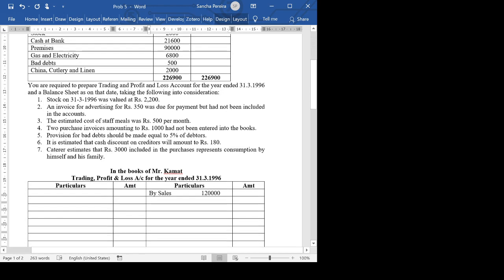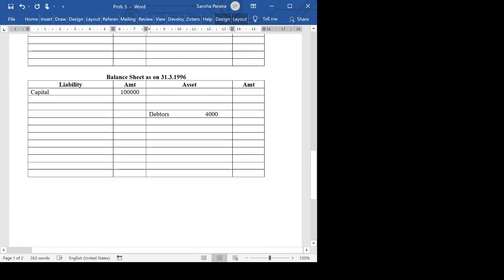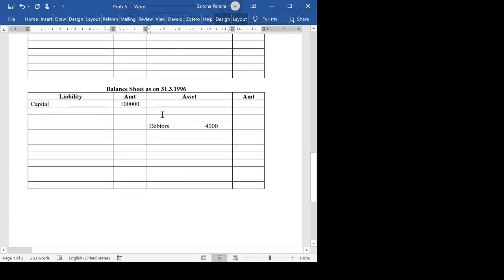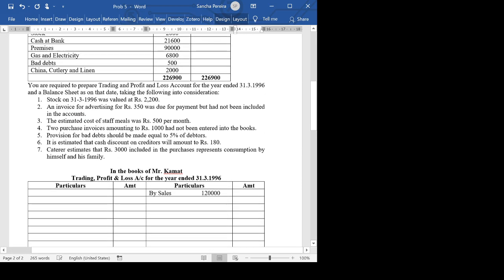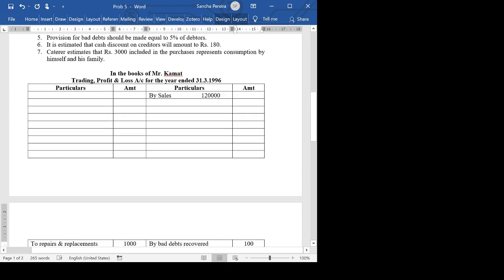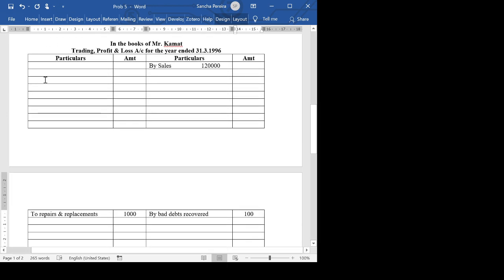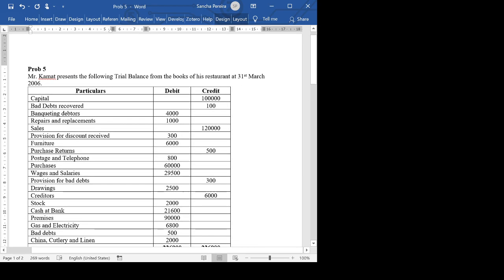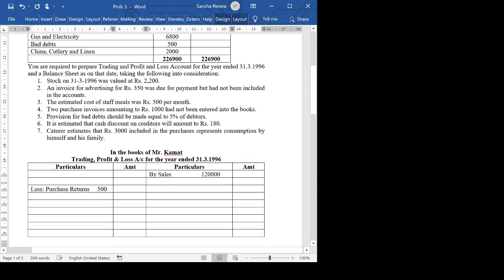Furniture 6,000. I won't write that provision also. You'll come to know a little later. Furniture is 6,000. There's no depreciation, so directly in the outer column. Then there is purchase returns 500. So less, I have to write the purchases before that. Purchase returns 500. Then we have postage and telephone 800.